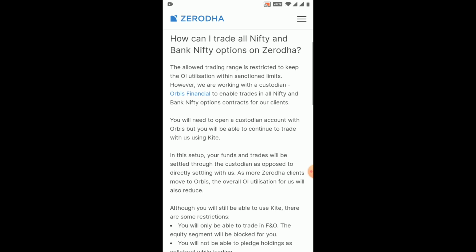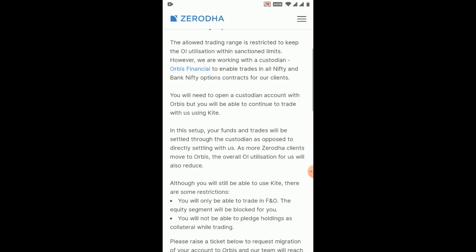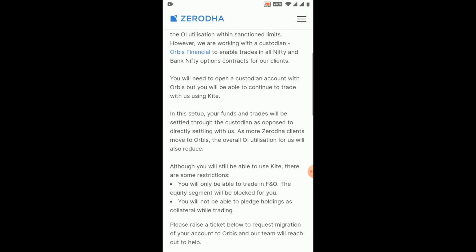The allowed trading range is restricted to keep the OI utilization within sanctioned limits. However, we are working with a custodian, Orbis Financial, to enable trades in all Nifty and Bank Nifty option contracts for our clients. You will need to open a custodian account with Orbis, but you will be able to continue to trade with us using Kite. In this setup, your funds and trades will be settled through the custodian, as opposed to directly settling with us.